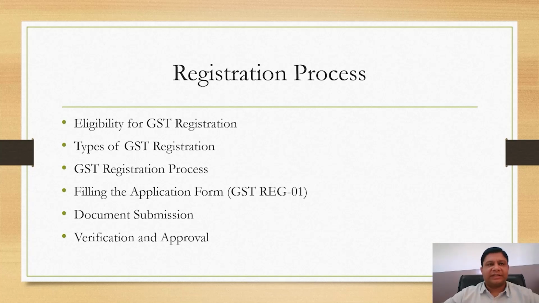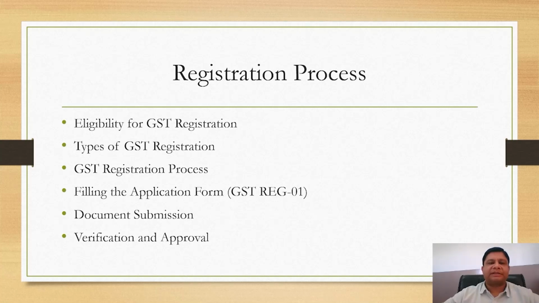Second, types of GST registration. Regular GST registration is for businesses involved in the supply of taxable goods or services. Composition scheme registration is available for small businesses with a turnover below the prescribed threshold limit, allowing them to pay tax at a fixed rate based on turnover.